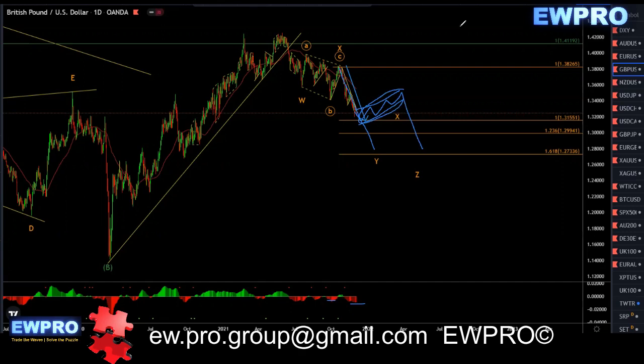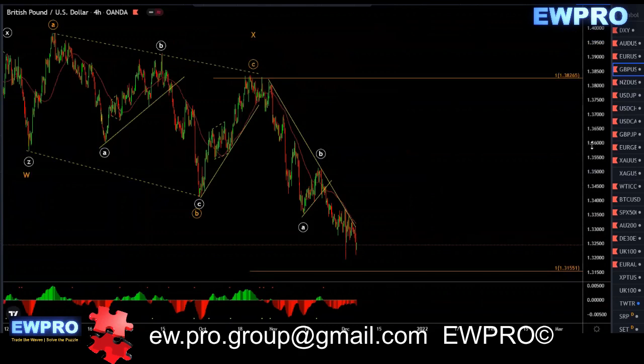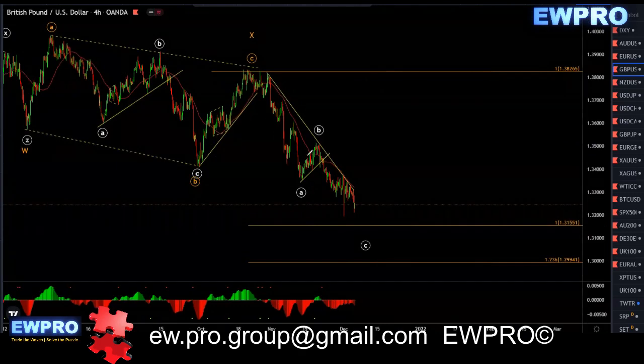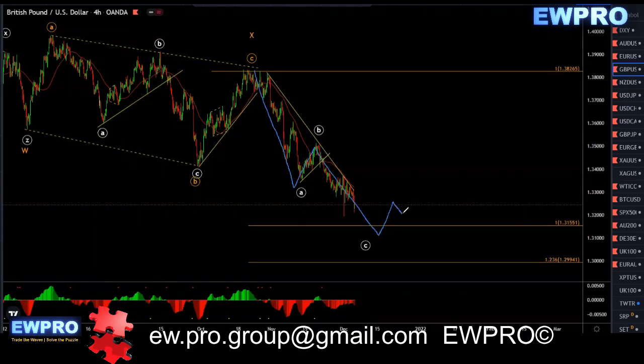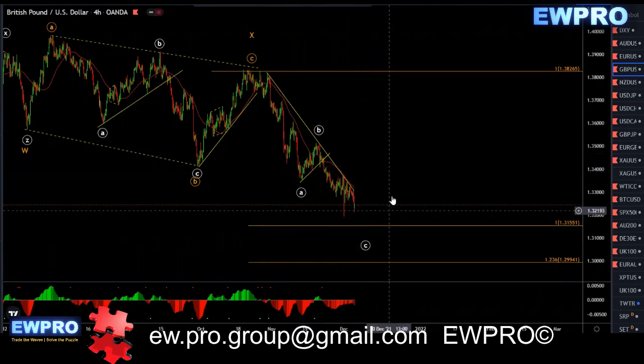Because we don't have that bullish divergence. So looking at H4, we do have that bullish divergence. So we've got an A, B, C. Now, like I said on the daily, I dare say we'll just get a bearish setup in here and then more downside because we don't have that bullish divergence on the daily. So I'd be a little bit careful with buying this.